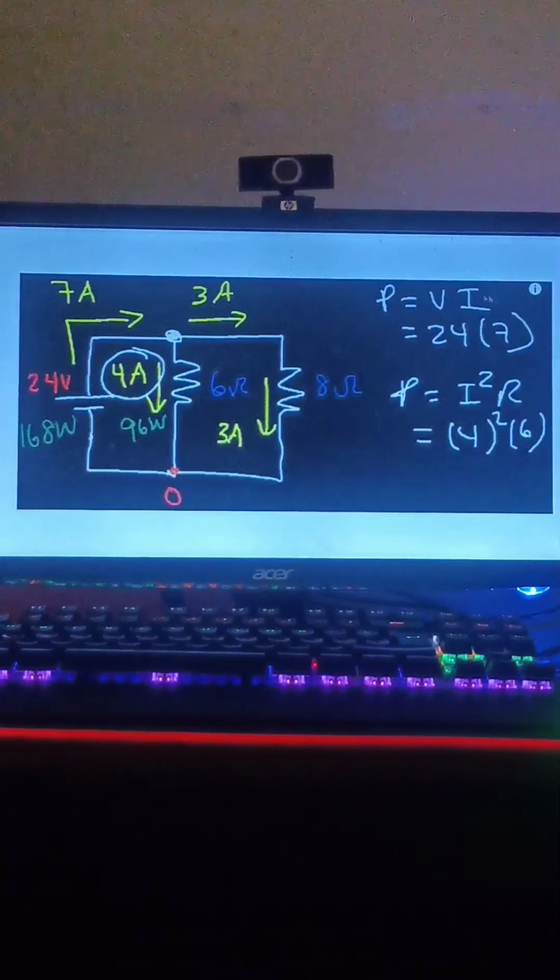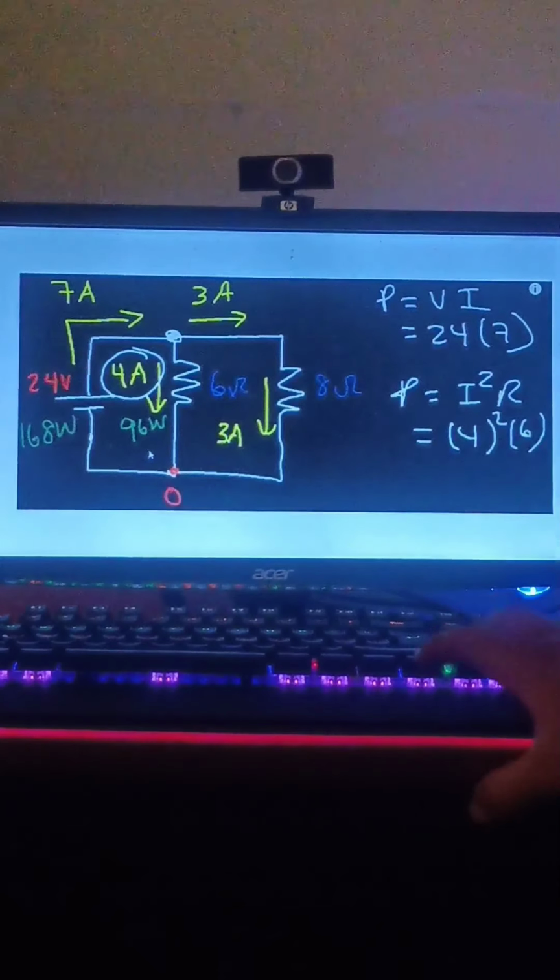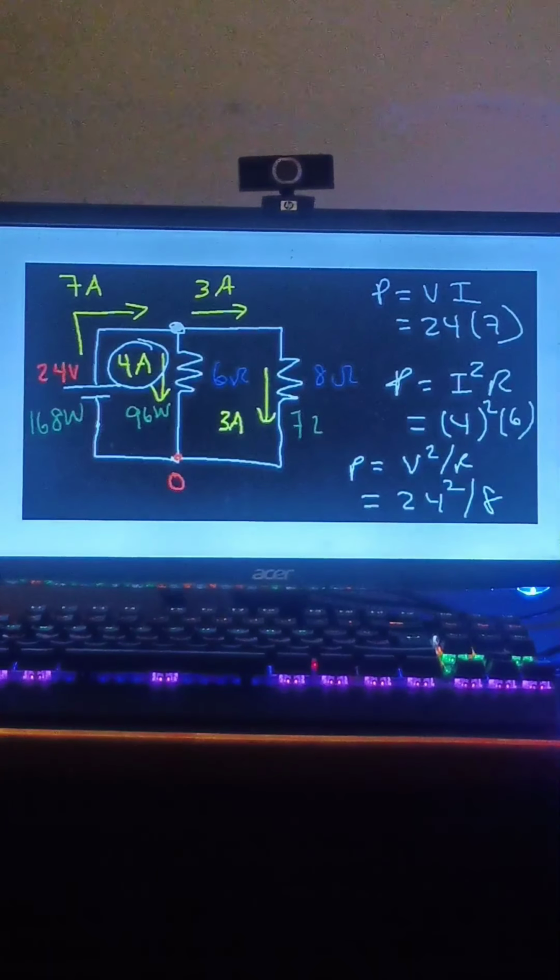We can also use the formula V times I. So 24 times 4, we still get the same answer of 96 watts. Using another formula of power, V squared divided by R, we use the second resistance, which is 8 ohms: 24 squared divided by 8.